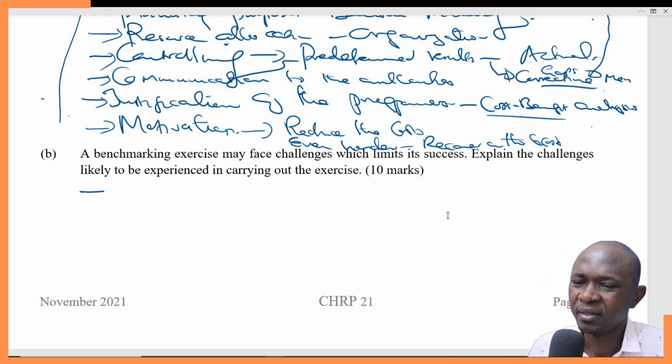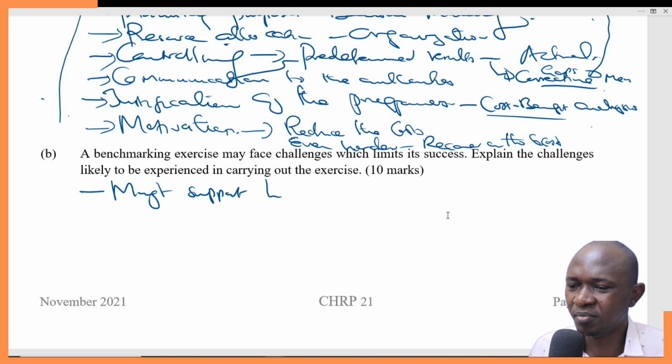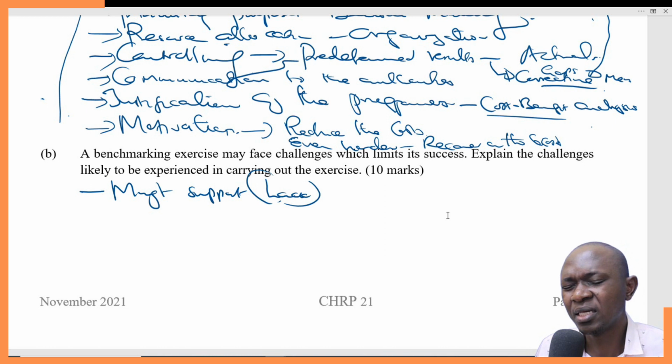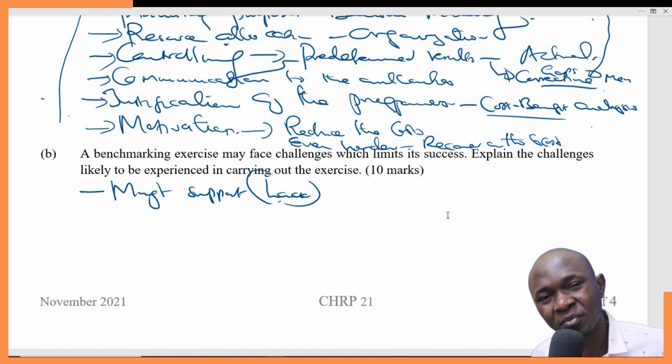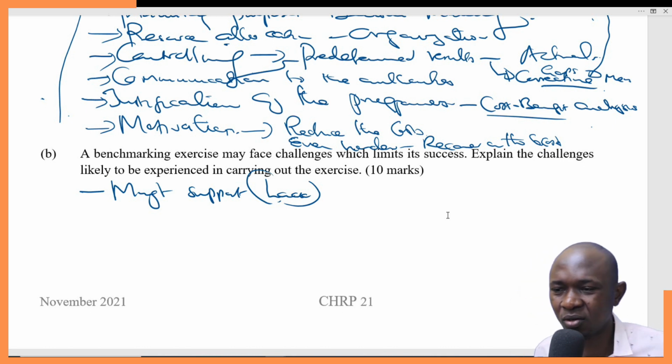Number 1, management support. Lack of management support. Where you go benchmark, you come up with all the good ideas that you can ever think of, but the management doesn't support them. So the whole exercise just becomes an exercise in futility. Everything you got from the other organization, from the benchmarking exercise, comes to a dead end. So lack of management support is a key challenge.